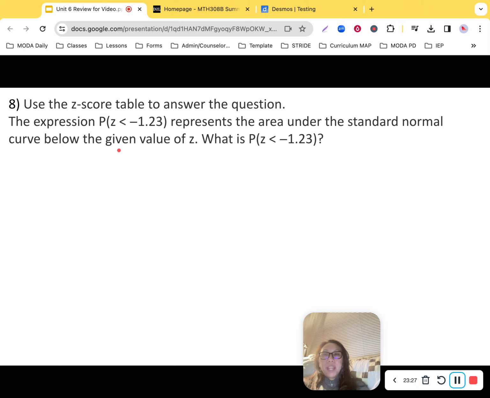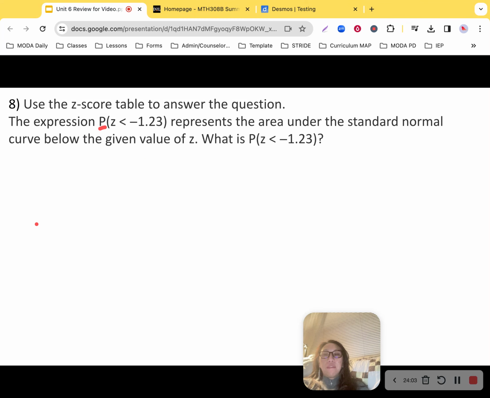All right, so for number 8, use the z-score table to answer the question. The expression P(z < -1.23): the P right here represents the probability, the area under the standard normal curve below the given value of z. What is the probability when the z-score is less than negative 1.23? So we are looking for the area of the z-score that is less than negative 1.23.